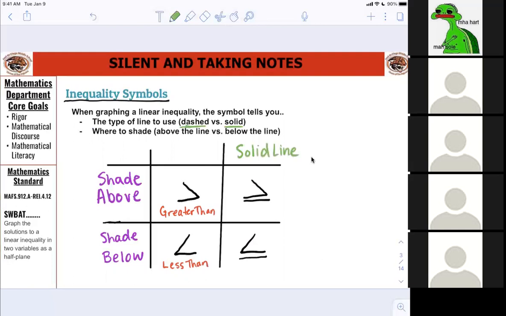And if it doesn't have that, if it's just greater than or just less than, it's going to be a dashed line. We say dashed line. You might see dotted line. Either way is the same thing. Instead of being solid, it's going to be either like some dashes or some dots. And we'll go over what that looks like in just a minute.